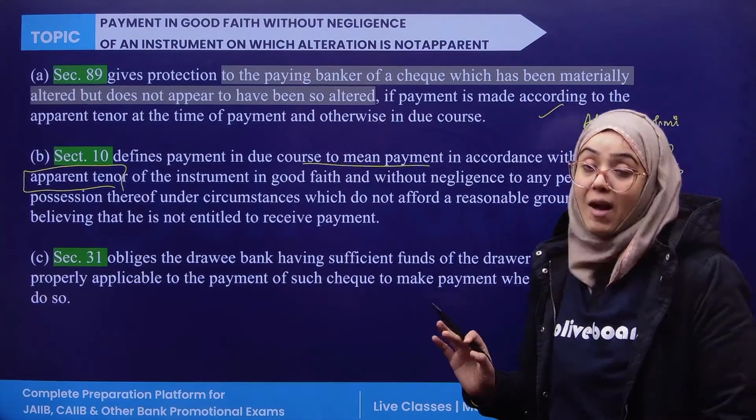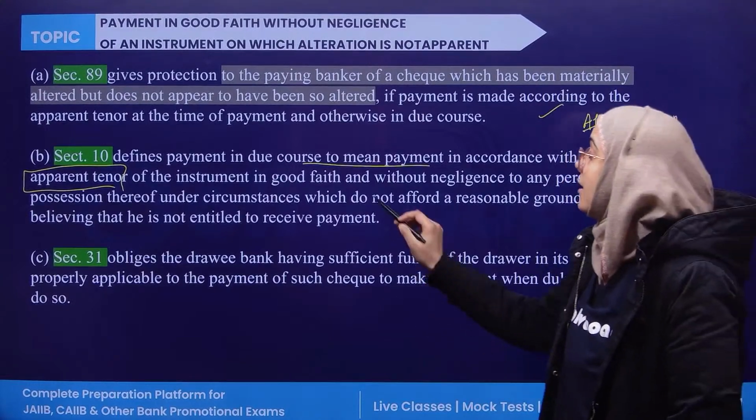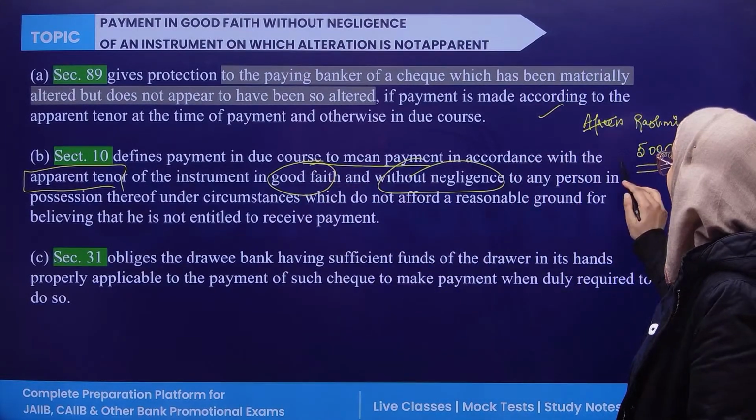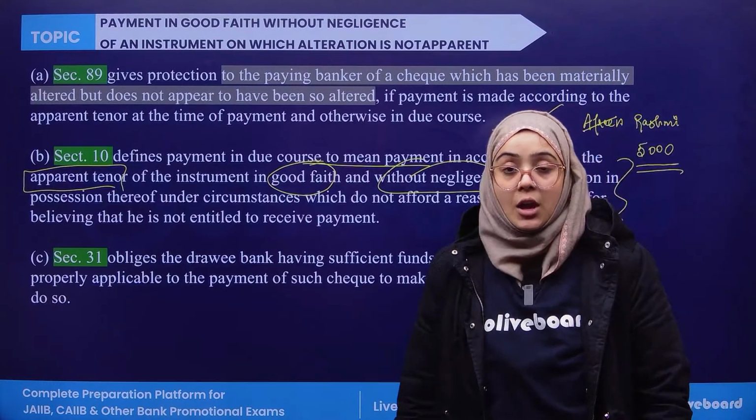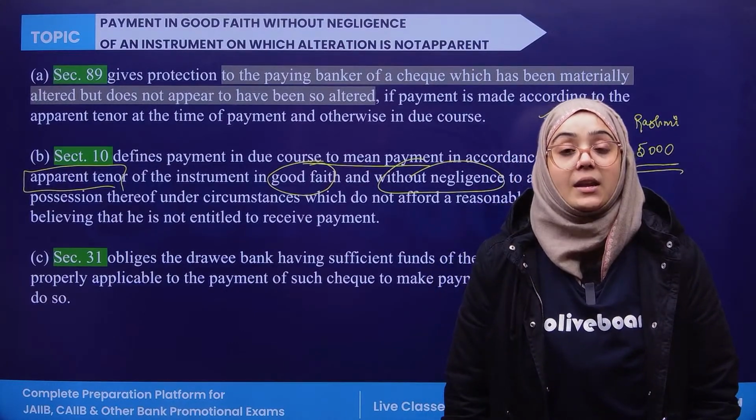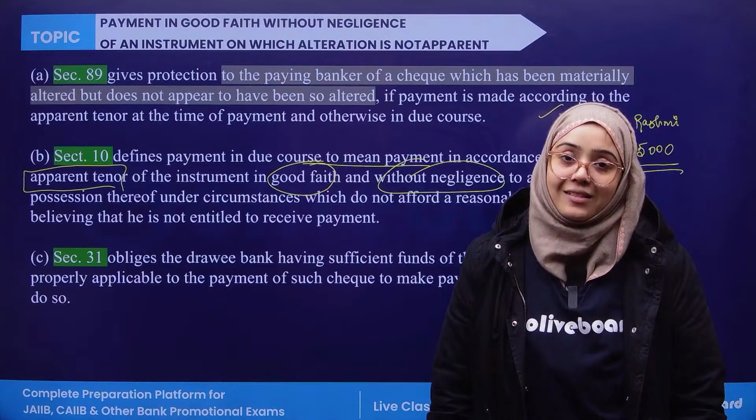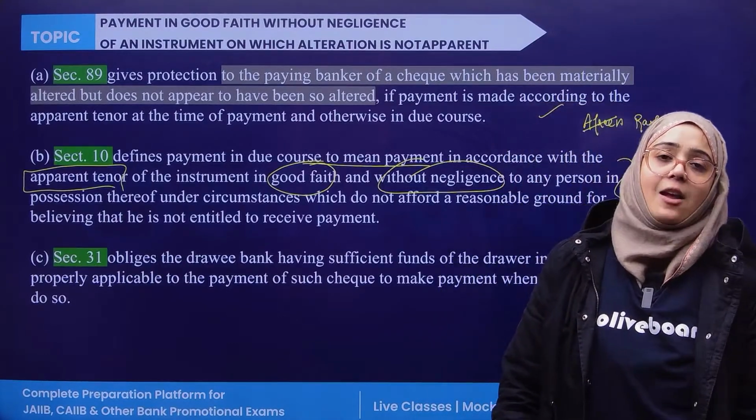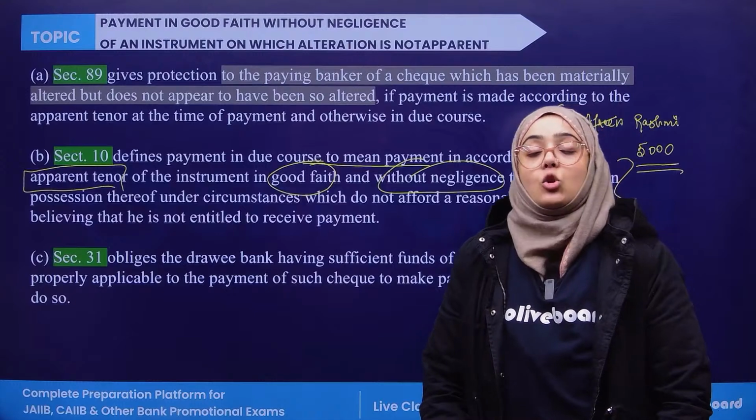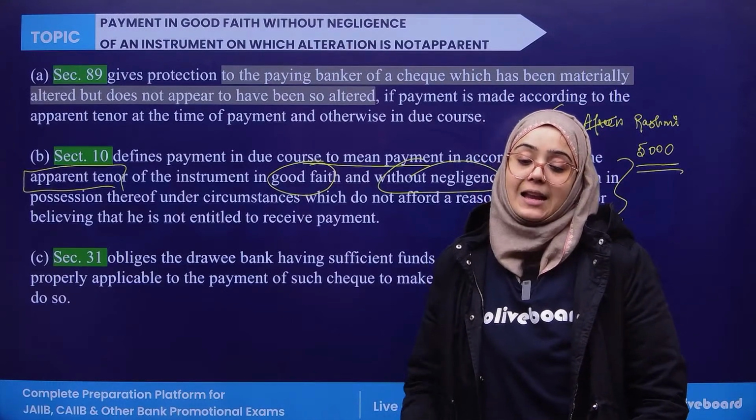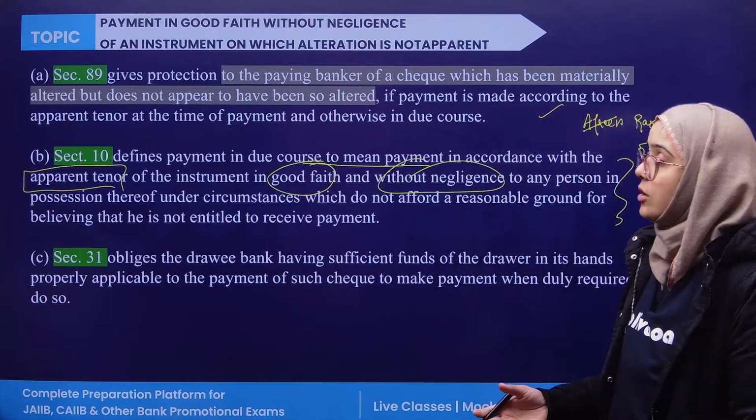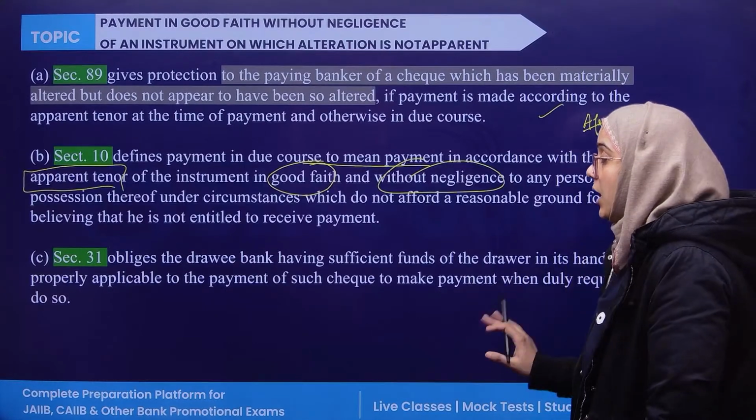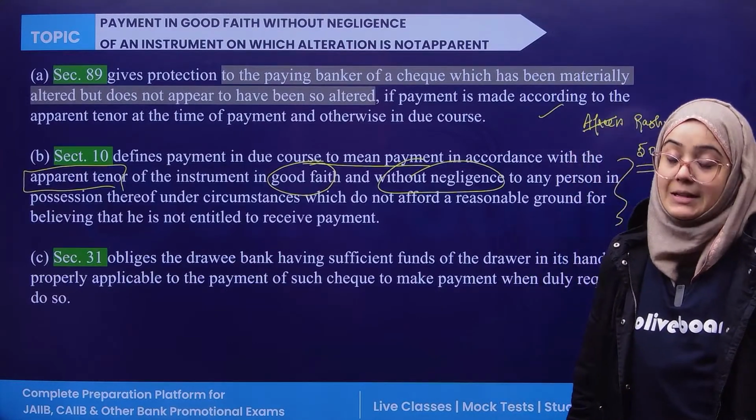Next, you have to make payment as a banker in good faith without any negligence. Now, if you have made payment under the payment in due course system, you are protected if there is any loss. As a paying bank, you are protected if there is any loss incurred by the individual in this case. Third, Section 31.